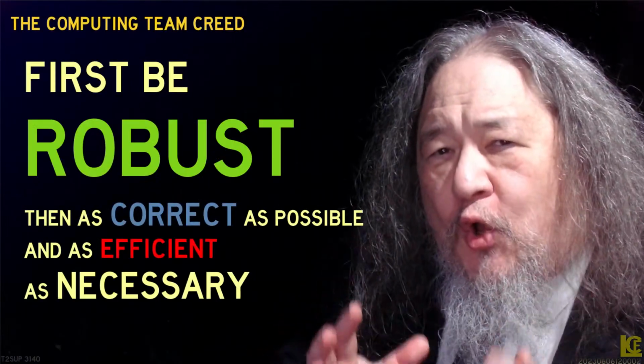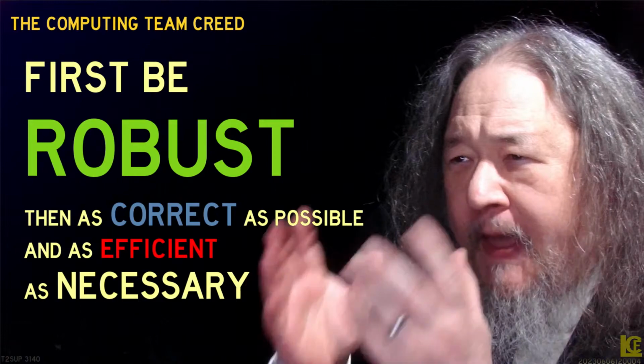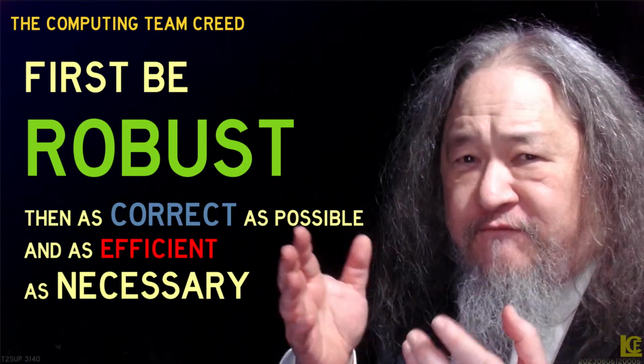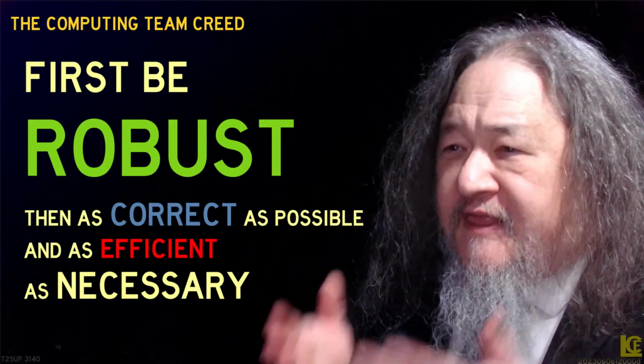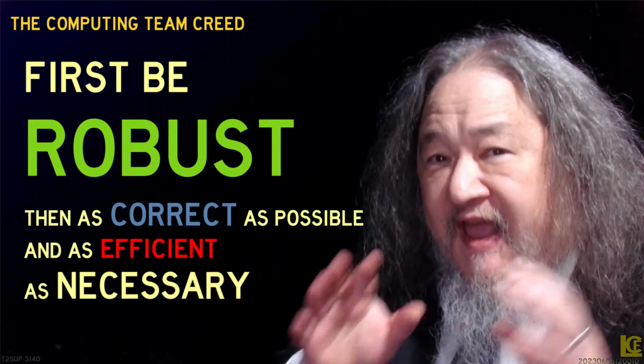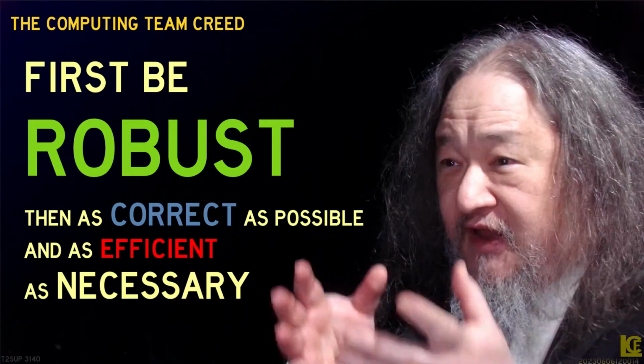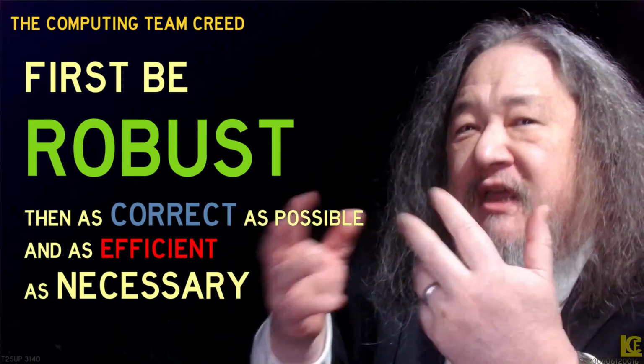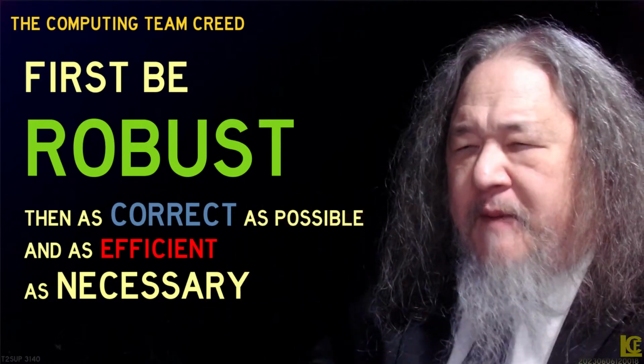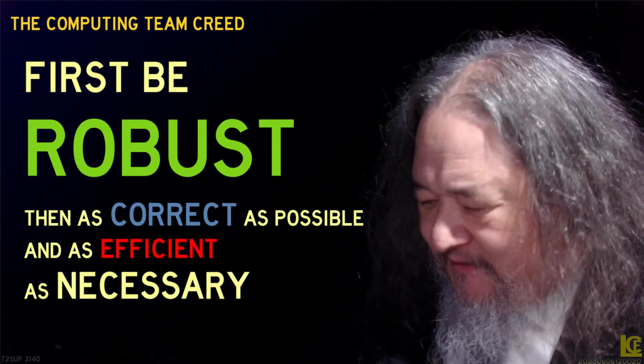We're trying to build a whole new computational stack based on these principles. First, be robust. Then, as correct as possible. And finally, third, as efficient as necessary. Efficiency usually gets put up at the top. Here we put it at the bottom, top three. But take a look at this.